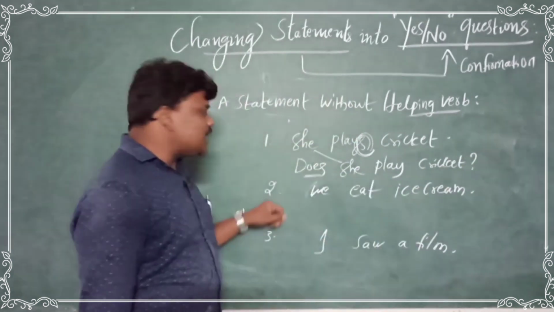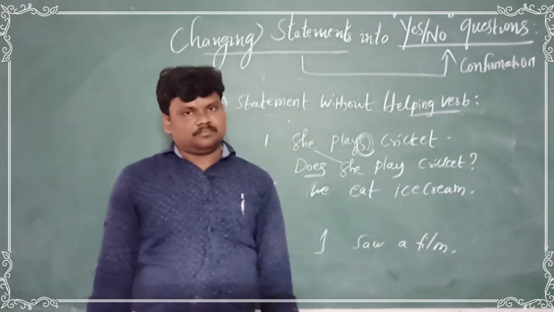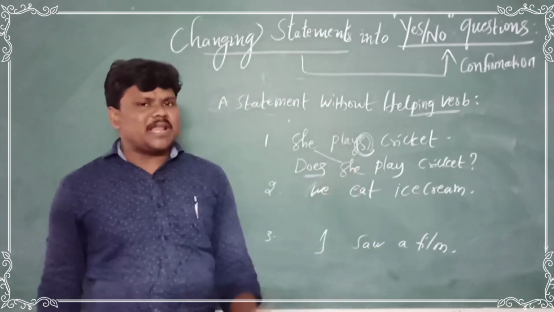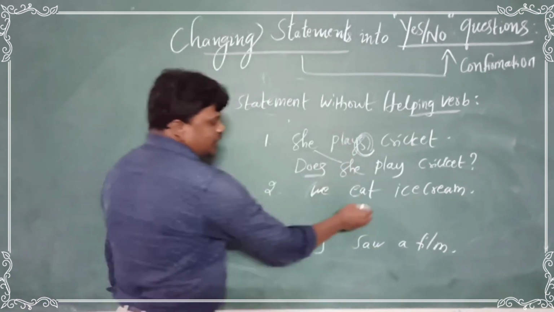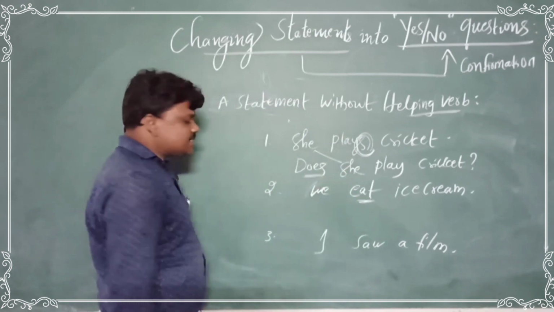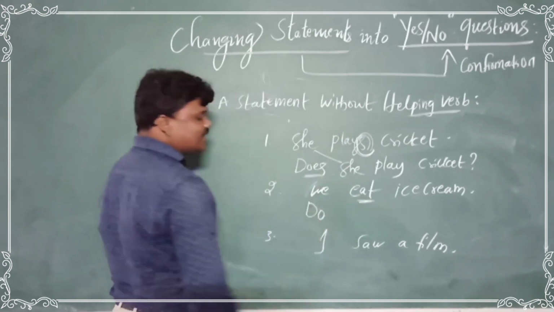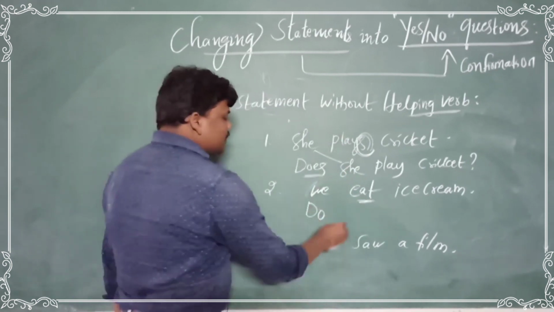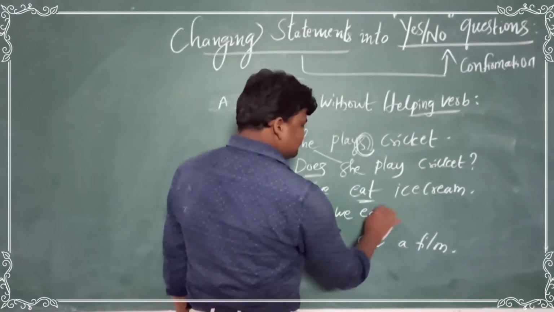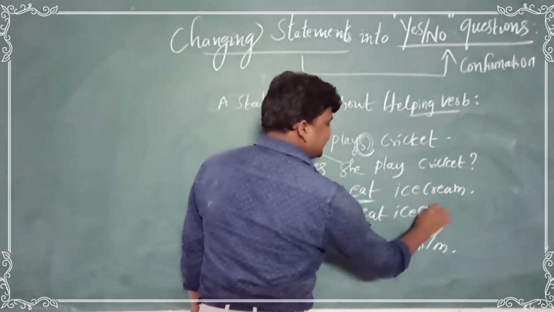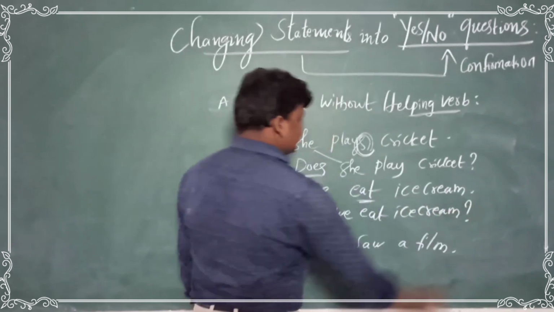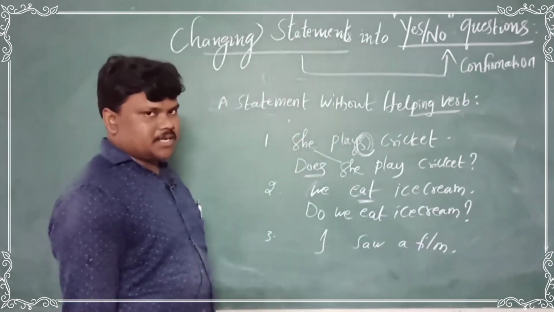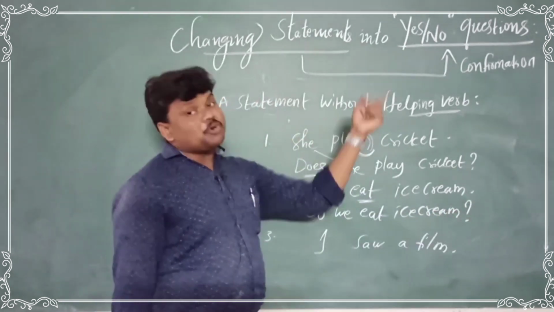Fine. And the second one, we eat ice cream. No helping verb. Statement. If there is a V1 without s or es, do is hiding. Do we eat ice cream? Question mark. This is called a yes or no question. A statement without a helping verb.